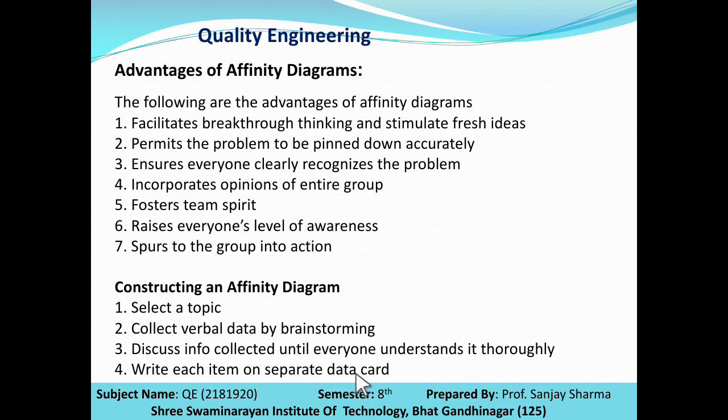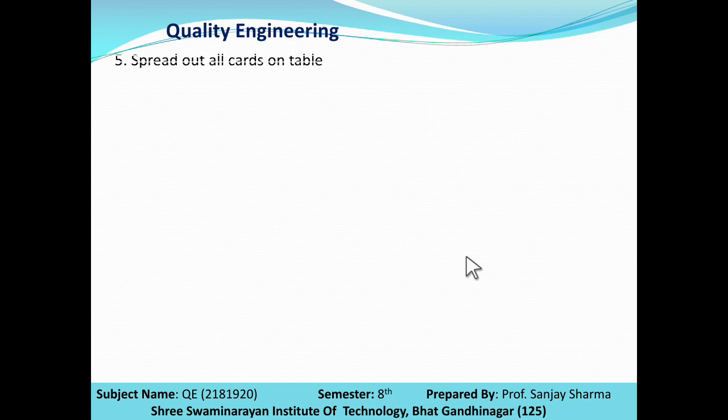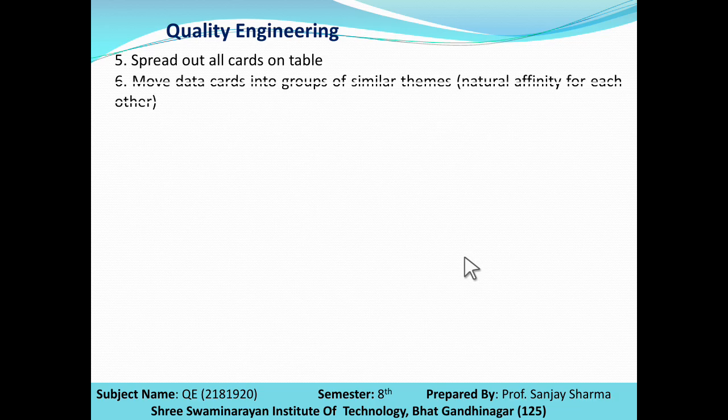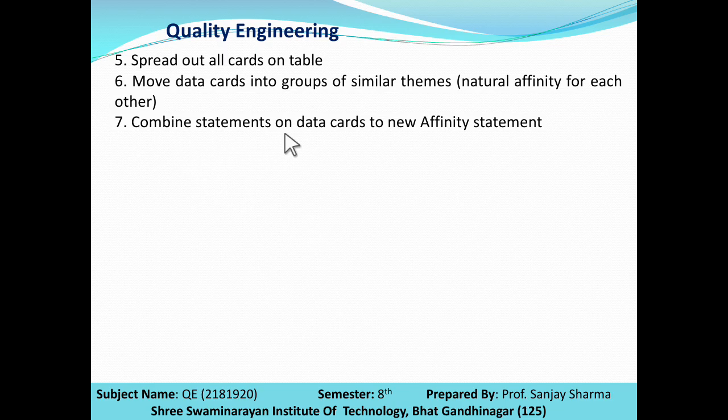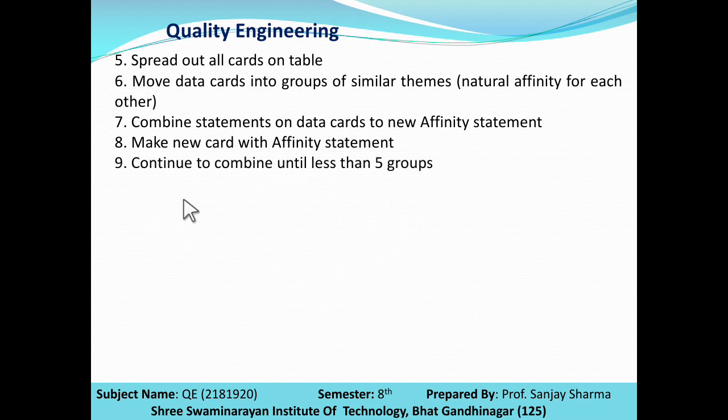Write each item on a separate data card. So whatever items you are taking into the discussion, write them on separate cards. Spread out all cards on the table. Whatever points you have pinpointed, spread them on the table. Move data cards into groups of similar themes, with natural affinity for each other. Combine the statements on the data cards into a new affinity statement and make a new card with the affinity statement. Then continue to combine until there are fewer than 5 groups.